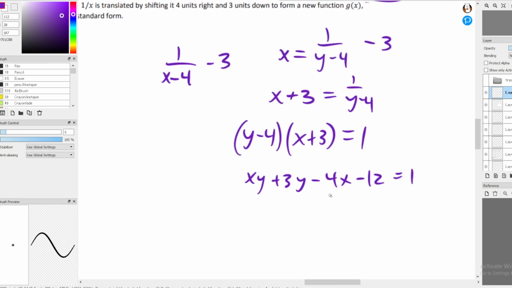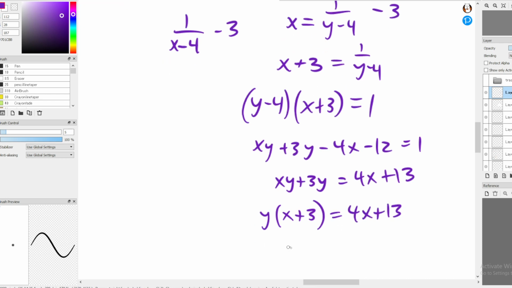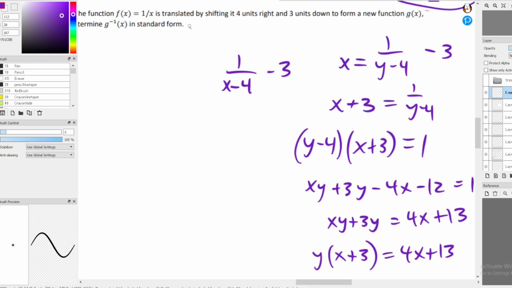We'll move everything that has no y's over to the other side. And now we're going to factor out a y from this side, so y times x plus 3. We'll divide both sides by x plus 3. This is also a really tricky one. So we will have f inverse of x is equal to 4x plus 13 all over x plus 3. And that is the answer for 52.